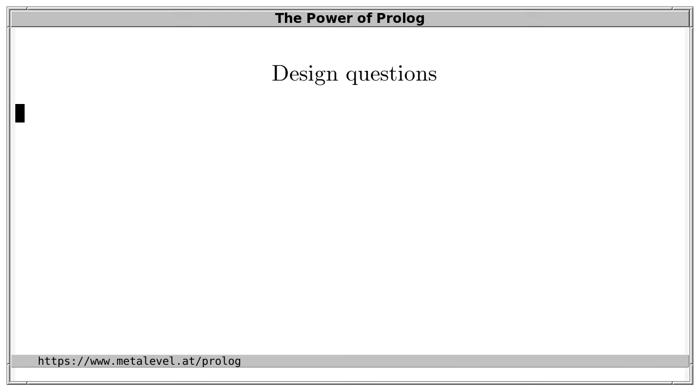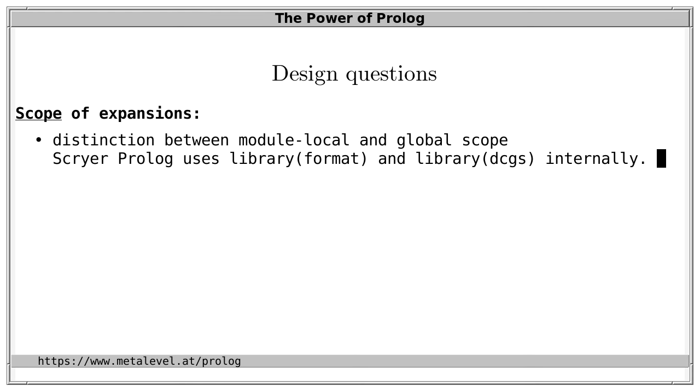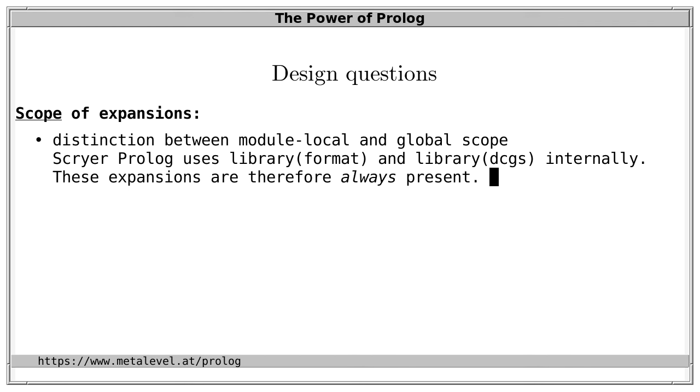Still, a few questions remain. For example, what is the scope of expansions? Well, we've already seen a distinction between module local and global scope for expansions in the user module. Now, the issue with this is that, for example, Prolog also uses libraries internally to implement the top level and so on. And as soon as these libraries are loaded anywhere, their expansions are also loaded. And therefore, a few expansions are always present in Prolog. That's of course not ideal.